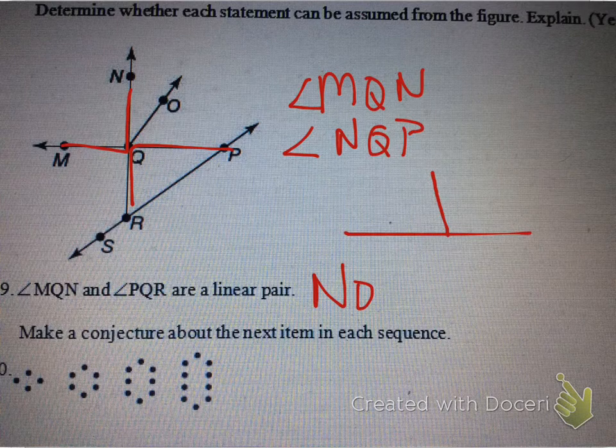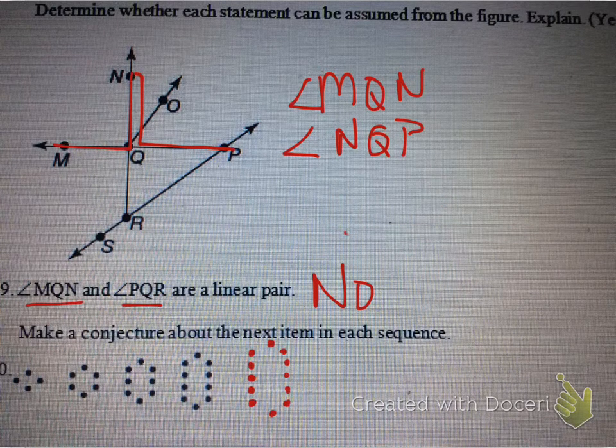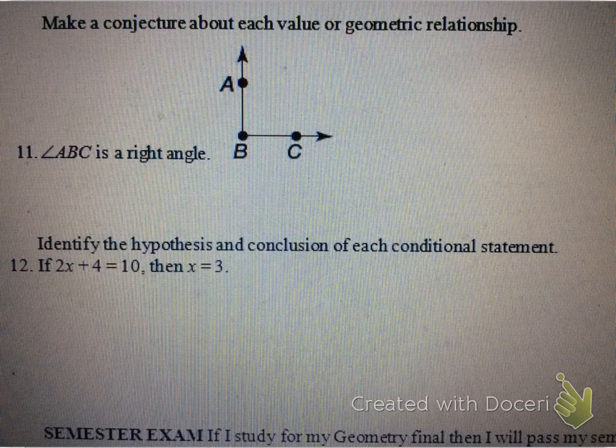Making a conjecture about the next item, well, that one should be pretty easy. Basically, you just got to make sure you're adding. So that one's pretty easy. Just tell the pattern. I don't think that's going to be hard. Okay, this one might be a little bit more difficult.